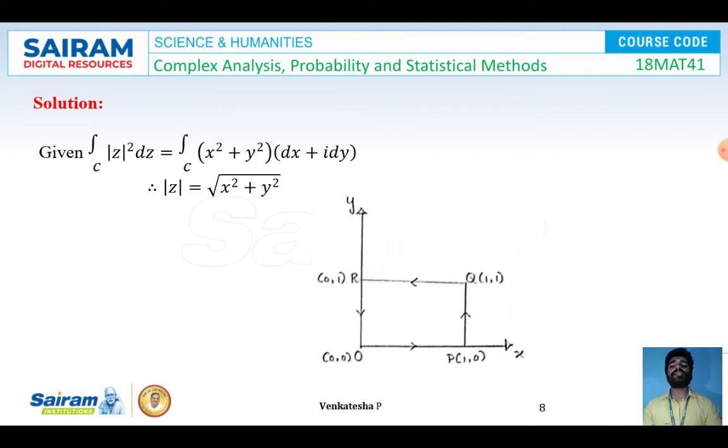Since they have given the integral of mod z whole square dz, I'm going to replace the mod z whole square as x square plus y square into dx plus i dy, since the mod z value is the square root of x square plus y square.